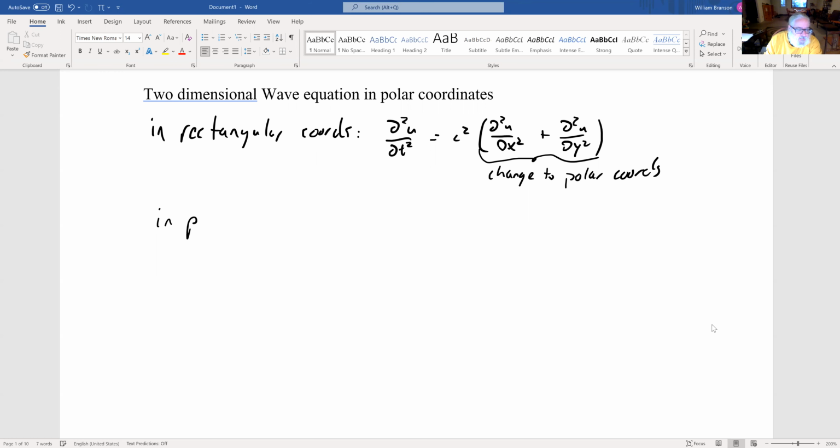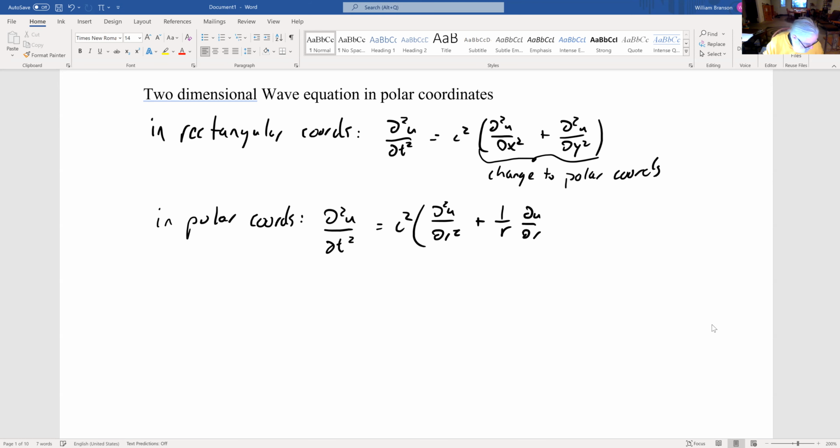So what do we get when we make that change? I'm not going to do the change itself because it's long and just a big chain rule, actually. But you get this. So that's the polar coordinate version of this.